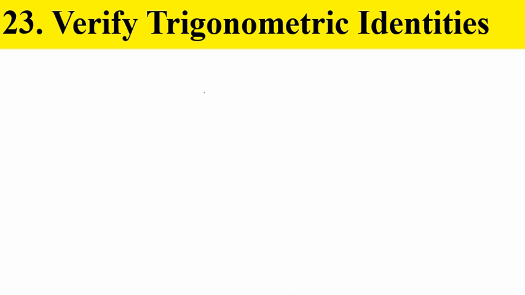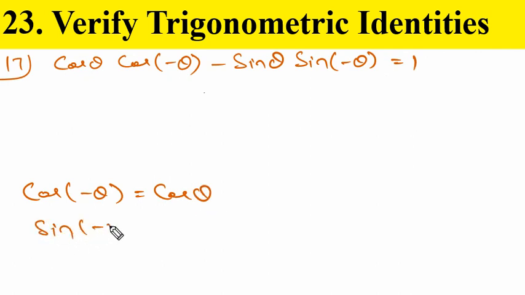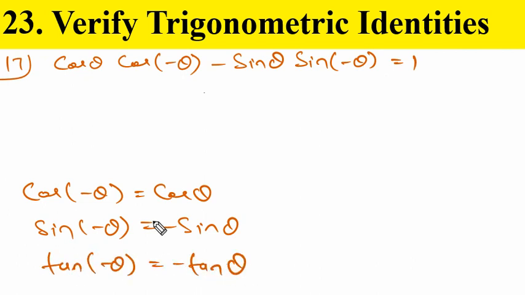Okay, next question. I've already written it down. Question number 17 is cos theta multiplied with cos of minus theta, minus sin theta multiplied with sine of minus theta, equals minus 1. For this you need to know only a simple thing: cos minus theta will give you cos theta, sine minus theta will give you minus sine theta, and tan minus theta will give you minus tan theta. If you know this information, as well as that cos square theta plus sin square theta is equal to 1, that's all we need.